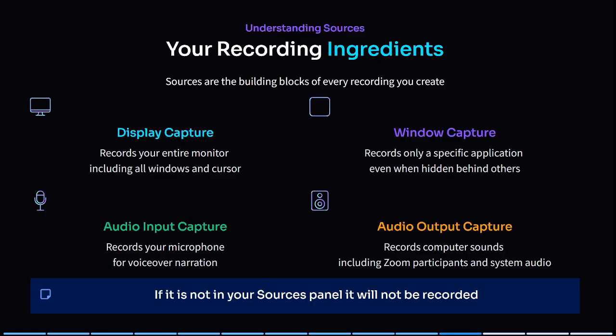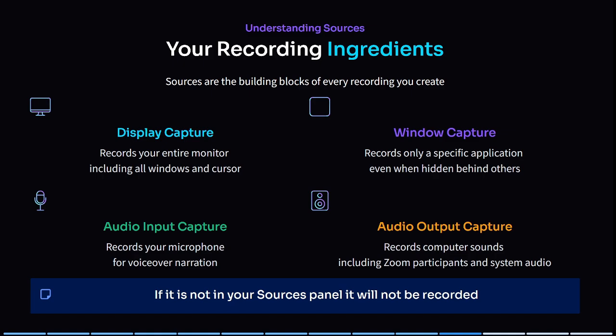Sources are the fundamental building blocks of every recording that you create in OBS. Let me explain the 4 sources that you will use most often. Display capture records your entire monitor. Everything visible on your screen gets recorded, including all open windows, your desktop, your taskbar, and your mouse cursor movements. This is perfect for software demonstrations where you need to show multiple applications.